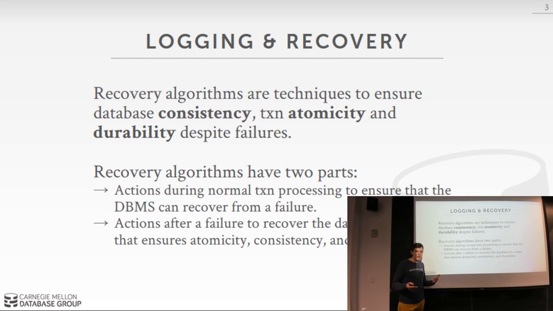And the correct state would be the one where all the transactions that committed before the crash are all persisted, and any transaction that did not commit before the crash, they're all rolled back and none of their changes are persisted in the database.